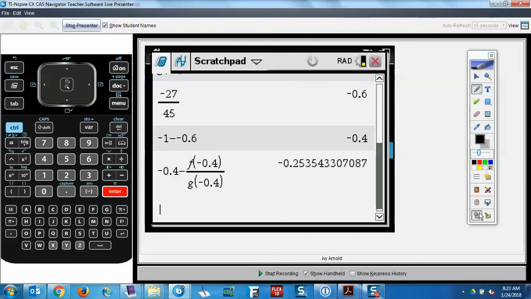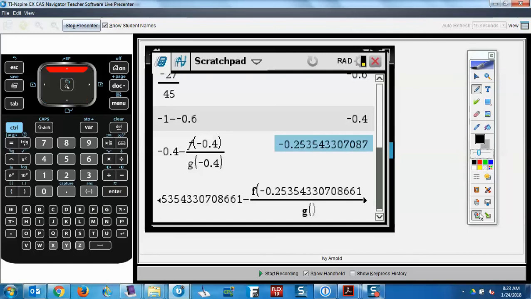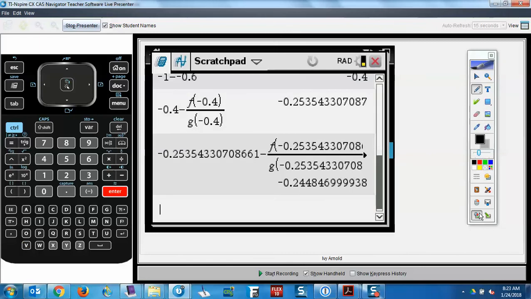Okay, but now we want to do it again. So now let's grab that, and then minus, and then fraction, and then f of, and now we want to go back up and grab that thing. We should be able to grab it. Now we want to go down. Now we're not going to be able to grab it. We're going to have to copy and paste. G of, and now we arrow up, copy. Now go down and paste.